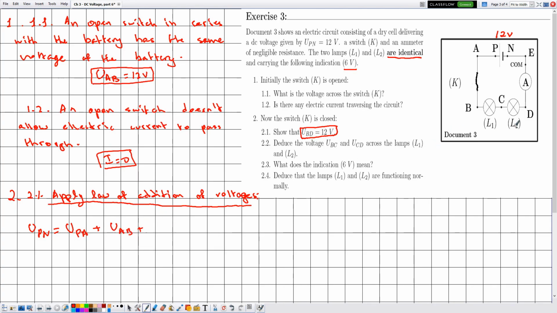because we want UBD to appear in the equation, we will go from B to D directly without going across the point C. Therefore, UBD plus UDE plus UEN. So UPN, this is the voltage that we want to calculate, is UBD. The value of UPN is given by 12. UPA is equal to 0, and the reason is given by connecting wire. We didn't justify this previously.